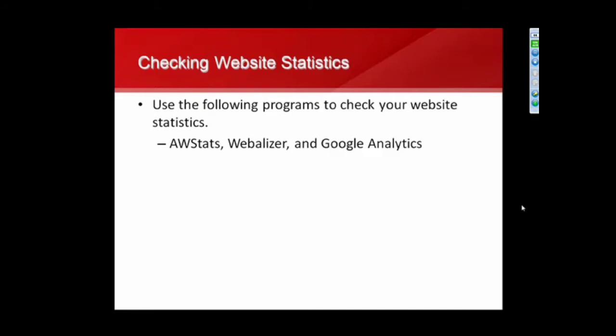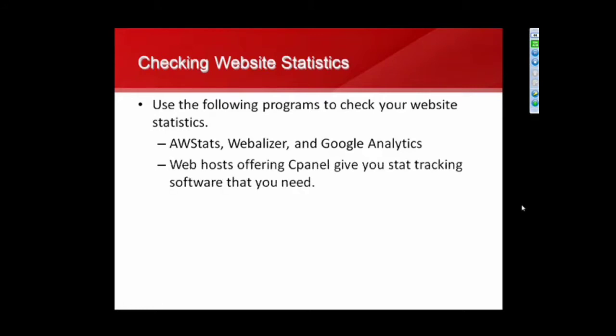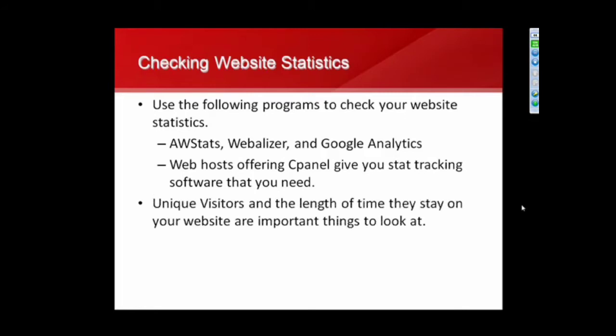At least that way you can get a rough idea of all the different options you have for traffic. Basically the core thing here is that the web host offering cPanel gives you the stat tracking software that you need, and that's AW Stats and Webalizer. Some of the important stats that you want to look for are the unique visitors and the length of time they stay on your website. Those are the core things to look at, among other things.